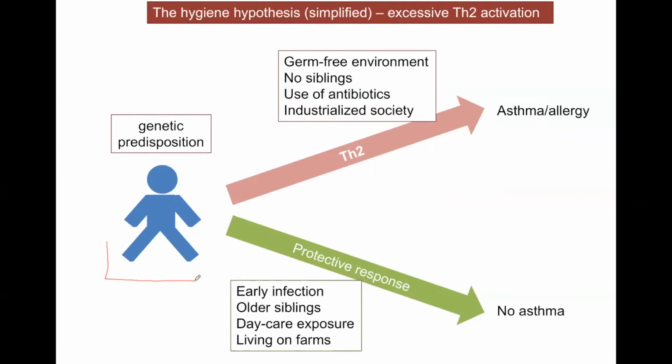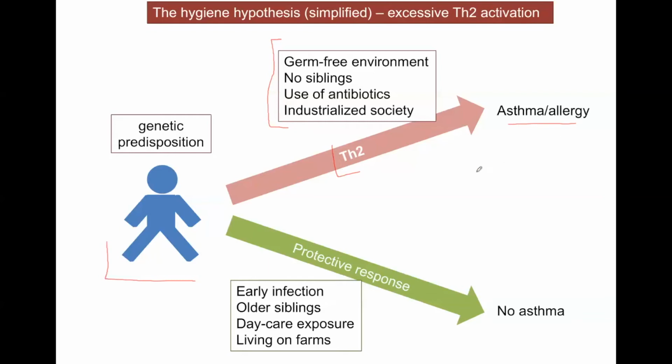It can also lead to an overstimulation of our immune system. So what the hygiene hypothesis says is that in our modern society, where we tend to avoid germs, smaller families, use of antibiotics, that this does not allow our immune system to see germs. In effect, we are too clean and too healthy. As a result, we start to see a very powerful T helper 2 response, which drives the production of asthma and allergy.